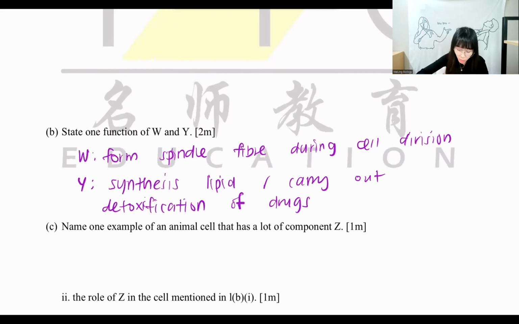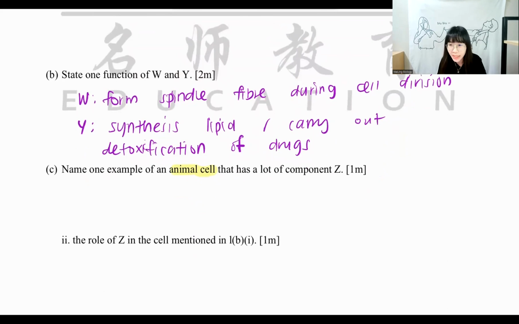Okay, now done with this, we're going to move to the next one. Name one example of a cell that has a lot of components Z. Z is mitochondria that we have labeled. An animal cell with a lot of mitochondria should be... We have only 2 animal cells with a lot of mitochondria, right? Correct. We have sperm cell and muscle cell. You can choose either one to write.